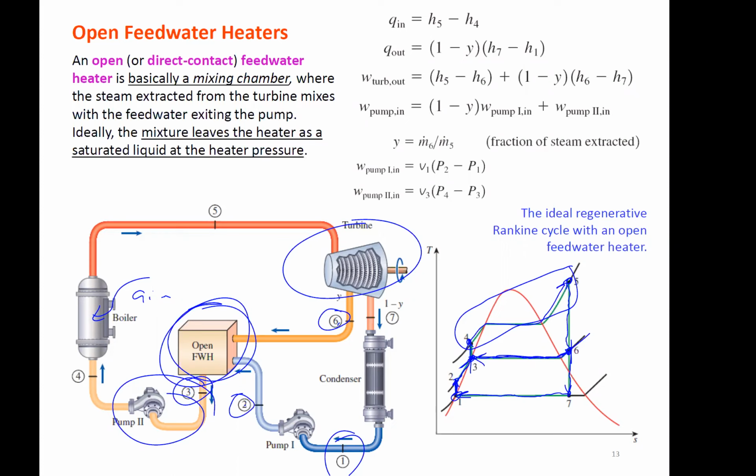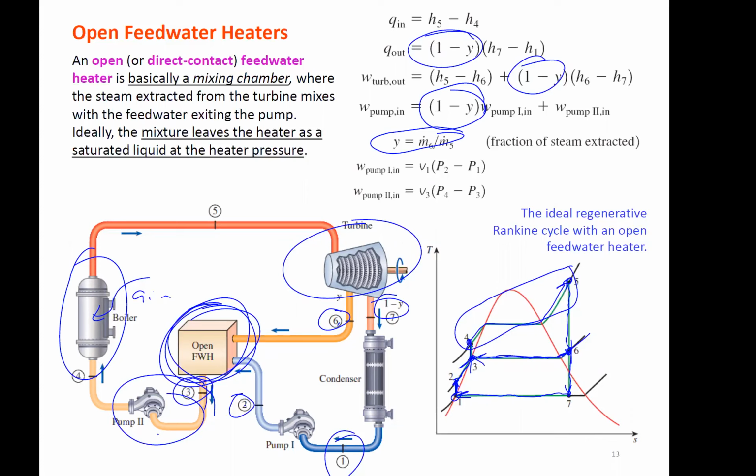All right, so the conservation of energy equations are shown above, and there's a little bit of a difference here. Heat in is just delta h. Heat out, we have this 1 minus y, and we see it in the turbine and in pump 1. This y is the fraction of steam extracted, mass flow rate 6 over 5. Why does that come from? Because the mass flow rate is not the same throughout the whole cycle. We see the full mass through the boiler at 5, it splits in the turbine, and then it comes back together in the open feed water heater, and we get the full mass again through pump 2.